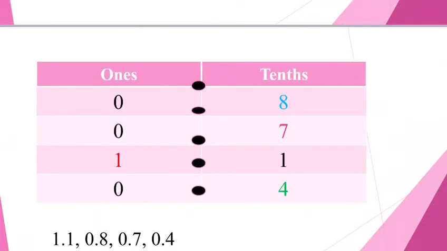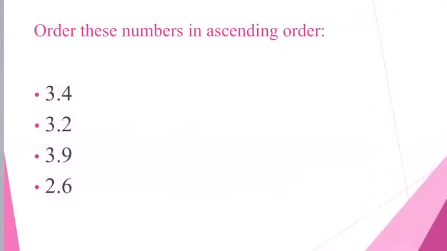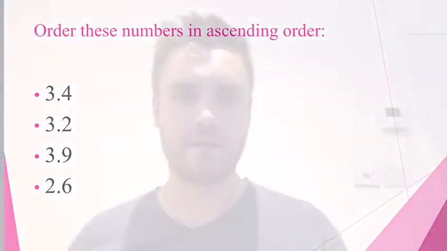So, with that knowledge, I would like you to have a go ordering these numbers in ascending order. Now, I'm not going to tell you what the word ascending means. I want you to infer what that means if you now know what descending means. Hopefully you inferred that ascending means going upwards because you know that descending means going downwards.